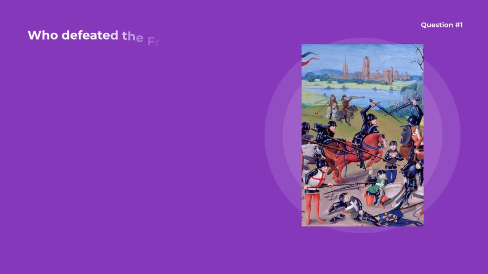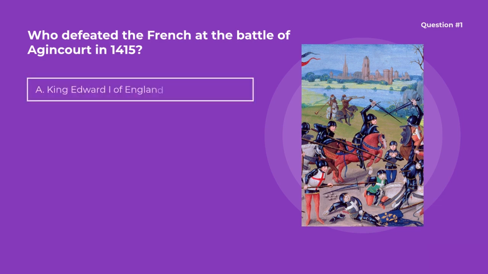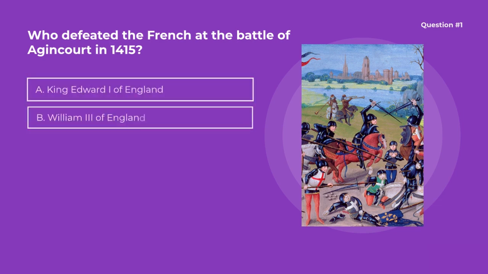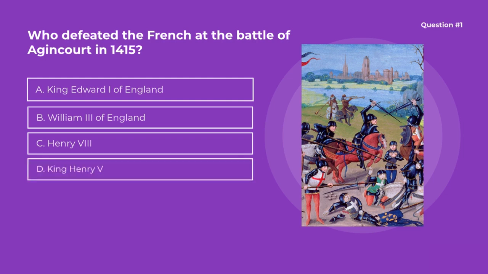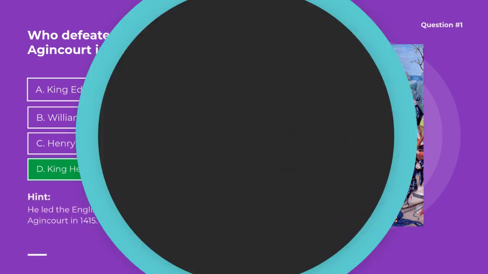Who defeated the French at the Battle of Agincourt in 1415? Options are A. King Edward the Confessor of England, B. William III of England, C. Henry VIII, D. King Henry V. Correct option is D. King Henry V. He led the English to a decisive victory at the Battle of Agincourt in 1415.